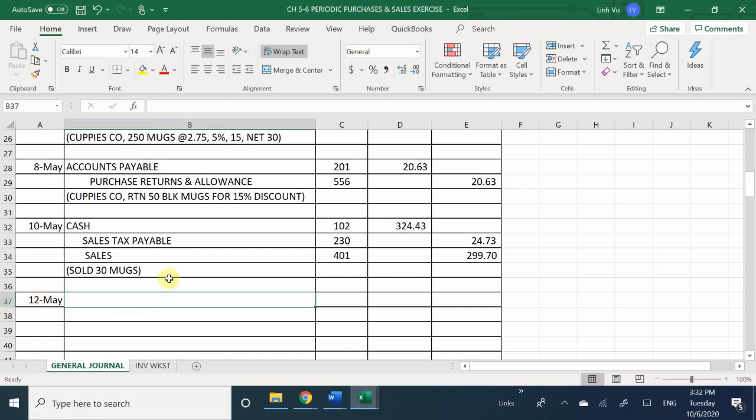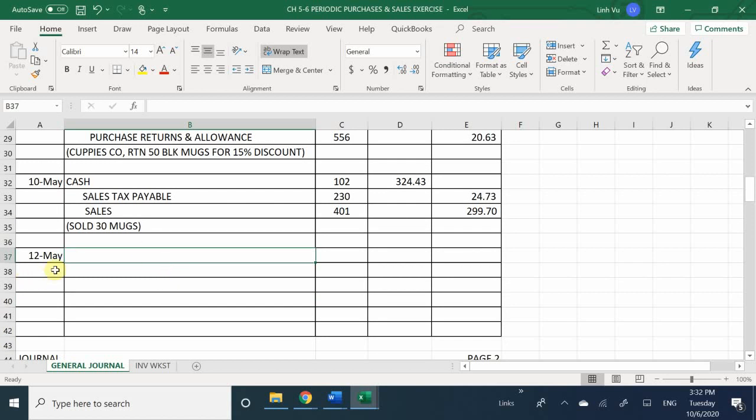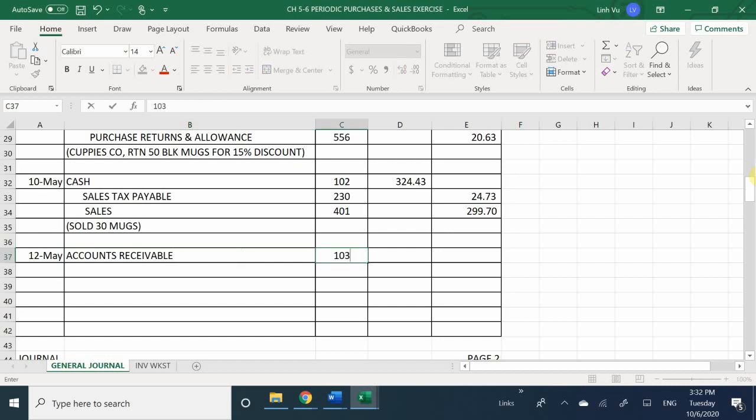So it is going to be accounts receivable, right? Because it's a customer that owes us. And that is account number 103. And then we have sales and sales tax. Good. Which the sales is 401 and sales tax is 230.